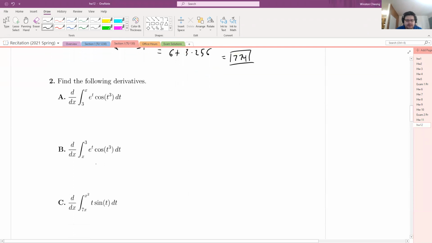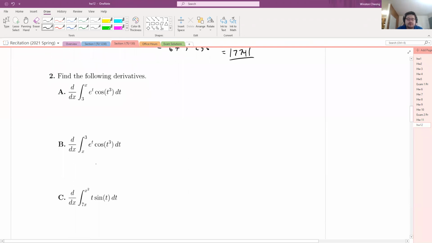Next we have number 2. And these problems are a little different. Instead of FTC Part 2, we are now using FTC Part 1. We have a derivative of an integral. Part A is the easiest case. So the limits 3 to x, all you have to do is just use the straight up formula that's given to you. Just replace it in. So x replaces the t in the function. Maybe I'll put parentheses around that. And so that's it. That's it for part A.